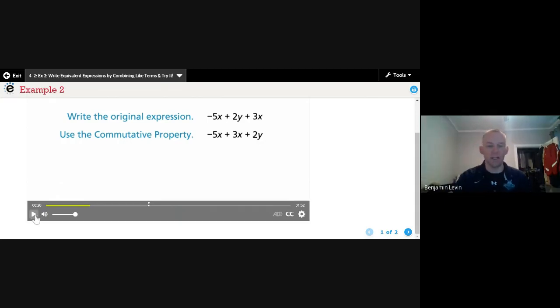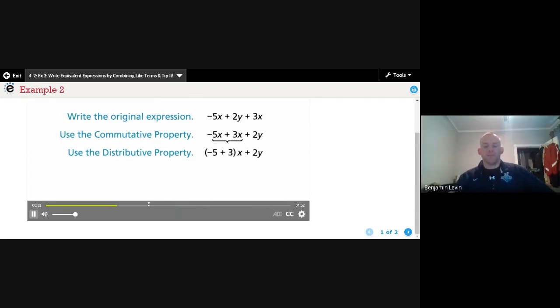We have to combine like terms. Use the distributive property to combine like terms. Negative 5x plus 3x is equal to the quantity negative 5 plus 3 times x. The last step is to simplify negative 5 plus 3, which is equal to negative 2.